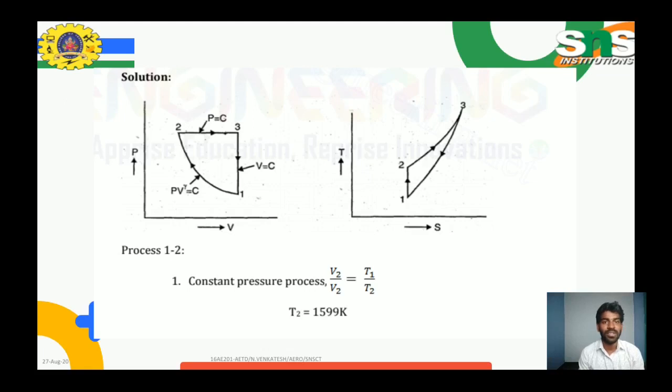From the constant pressure process 1 to 2, the temperature-volume relationship is V2 by V1 equal to T2 by T1. We substitute these values V1, V2 and T1, and we get the T2 value as 1599 Kelvin. It is the value of temperature at section 2.